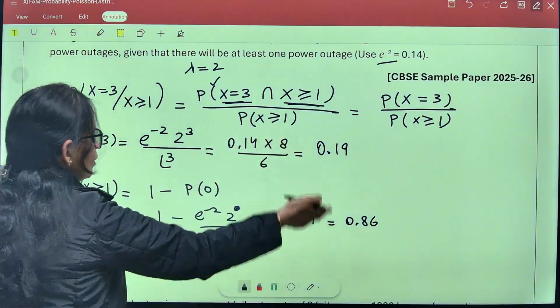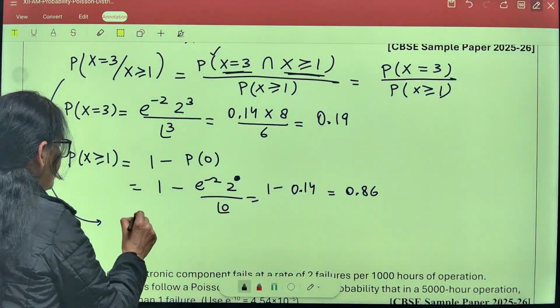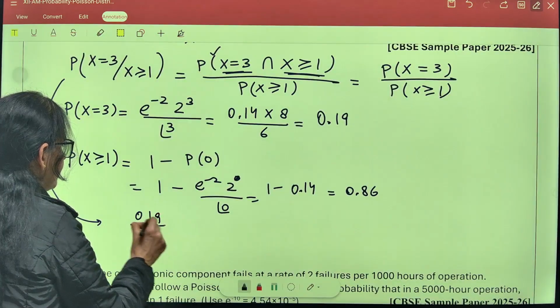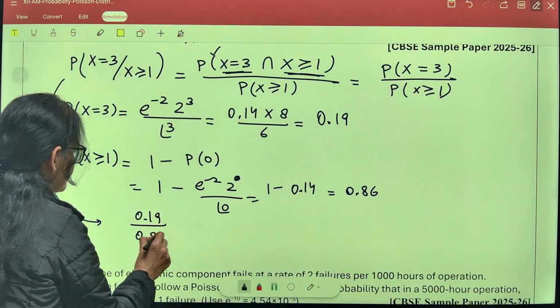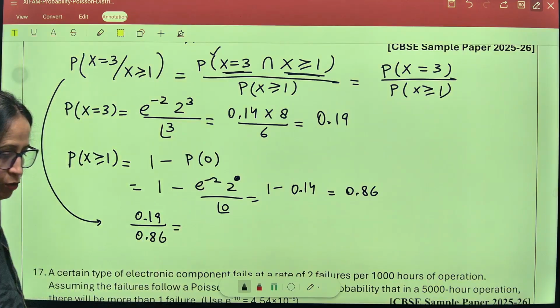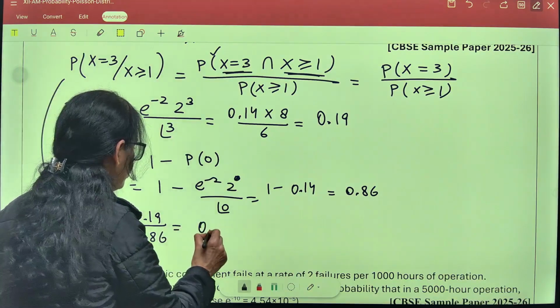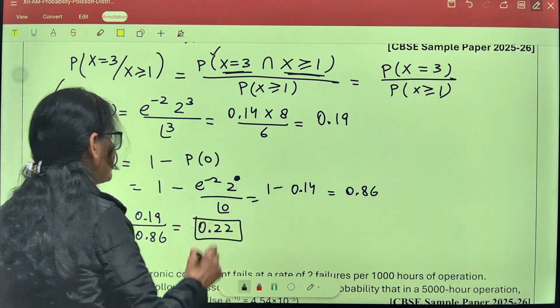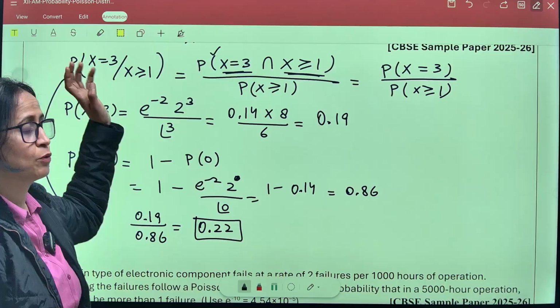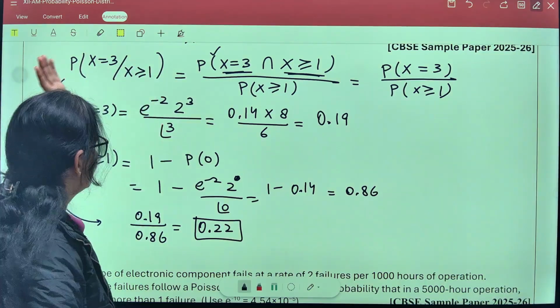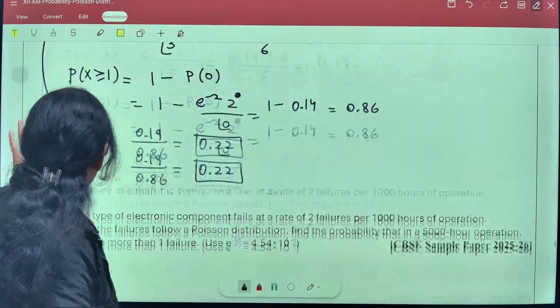Now, what is the final probability that we needed? It is the quotient of these two. So you have 0.19 divided by 0.86. The final probability comes out to be 0.22. So this question was a little different. Be careful when you have conditions like this, questions like this for conditional probability.